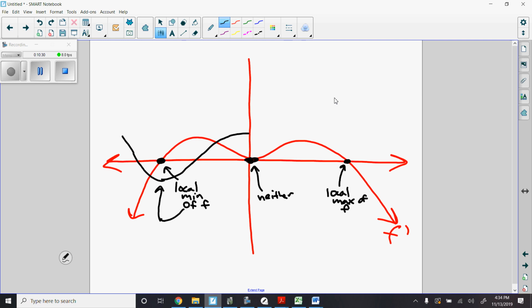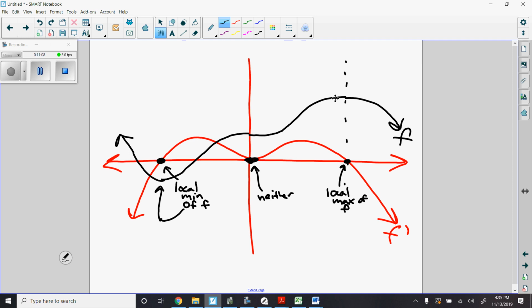And I'm going to keep increasing until I reach this part right here. And now once I get to the right of the rightmost dot, since f prime now becomes negative, my f graph must now start decreasing. There's a possible f graph.